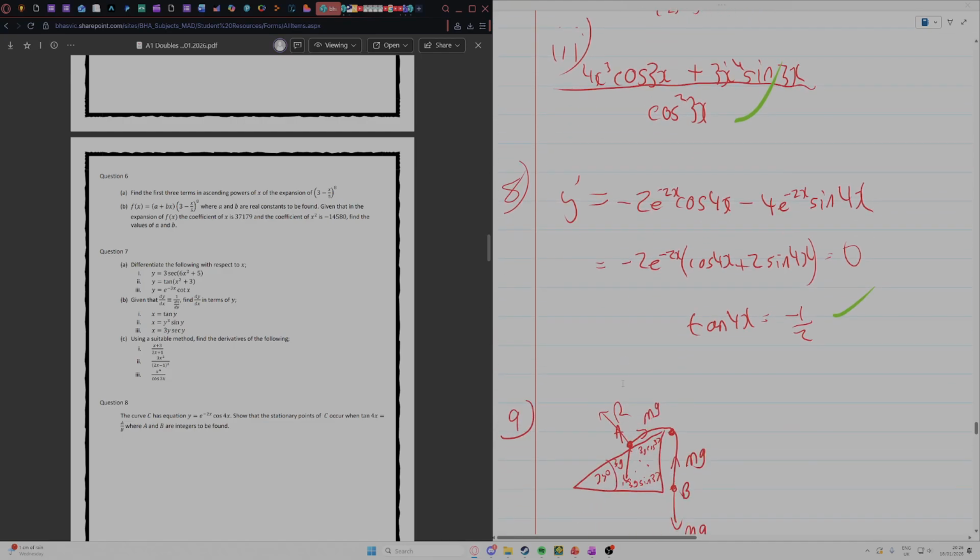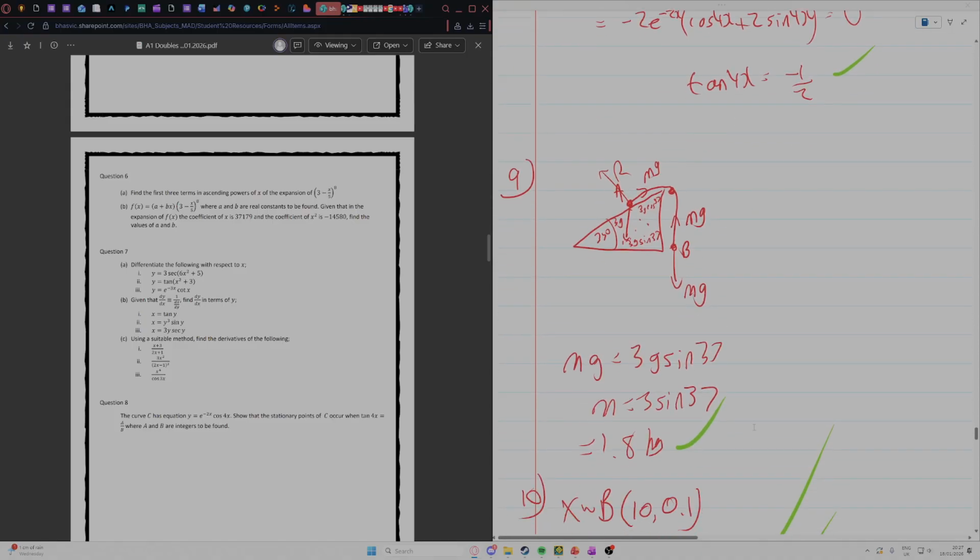Alright, next part. You find the derivative. Here, this is what I'm talking about with the factorizing. So when you factorize this, it will turn into this. The e to the negative 2x is never going to hit 0, so you can get rid of that. And then you have cos 4x plus 2 sine 4x equals 0, and you can rearrange that to find that.